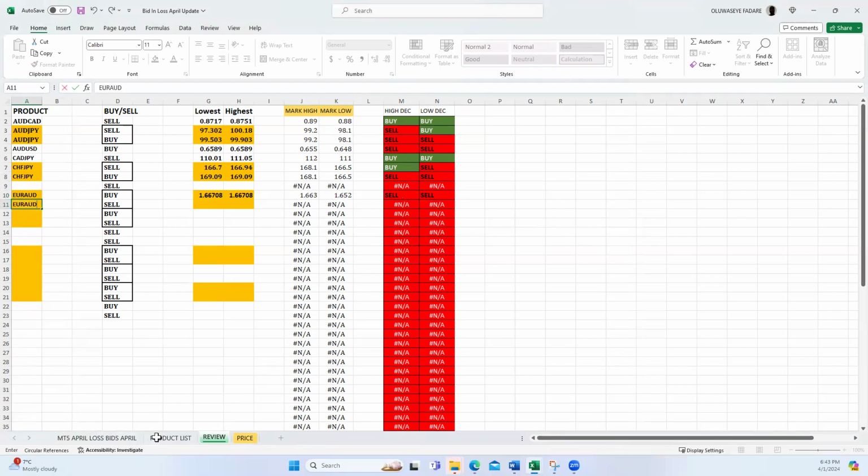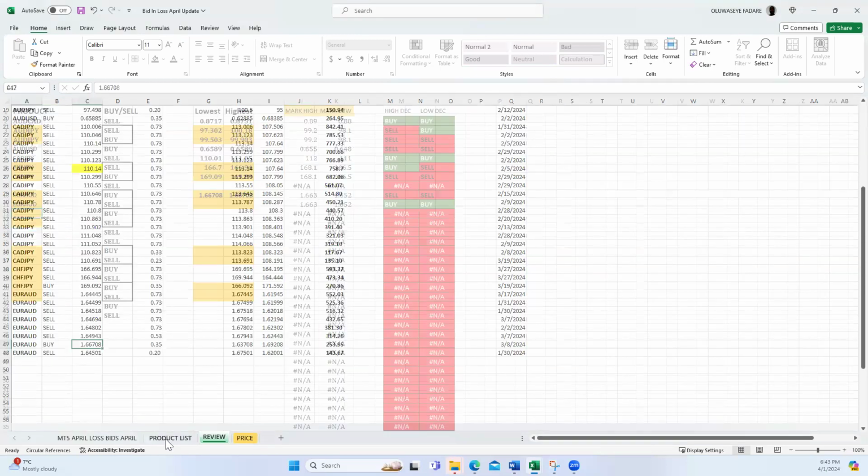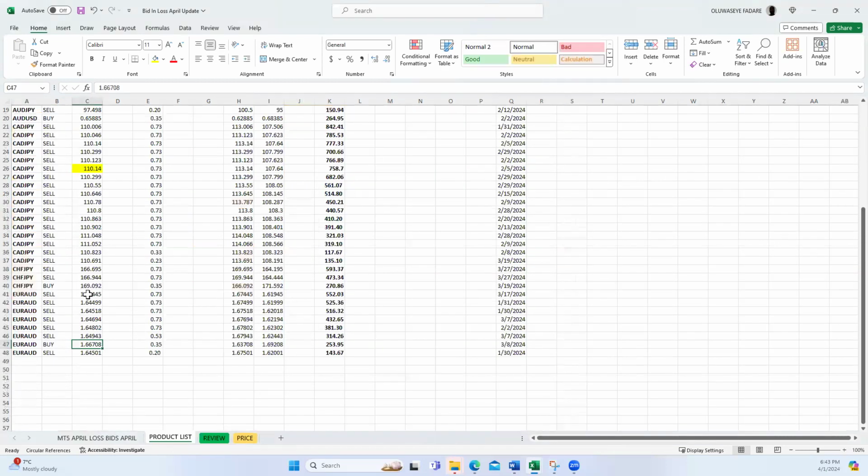Okay, so we've done that for the buy. Let's now go back to the sell to look at our high price and our low price. Okay, for Euro AUD, this is the list. So what's the highest price and the lowest price? The highest price: 1.64518, no, 1.648, 1.649. Yeah, so 1.649 is our highest price.